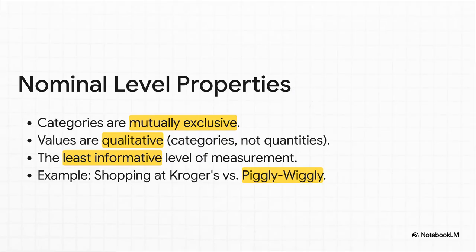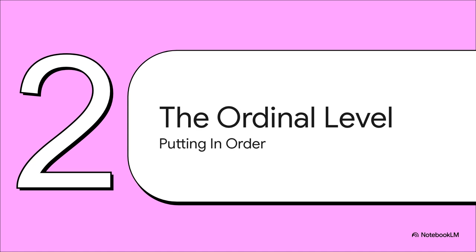So here's the deal with the nominal level. The categories have to be mutually exclusive, right? You can't be a guppy and a shark at the same time. The values are just categories, not actual amounts. And because of that, this is the least informative level of measurement we have. It's basically just sorting things into buckets. It's like asking, do you shop at Kroger's or Piggly Wiggly? One isn't better than the other, they're just different. But you know, just knowing things are different isn't always enough, right? We want more information. So let's climb up to the next rung on our ladder.